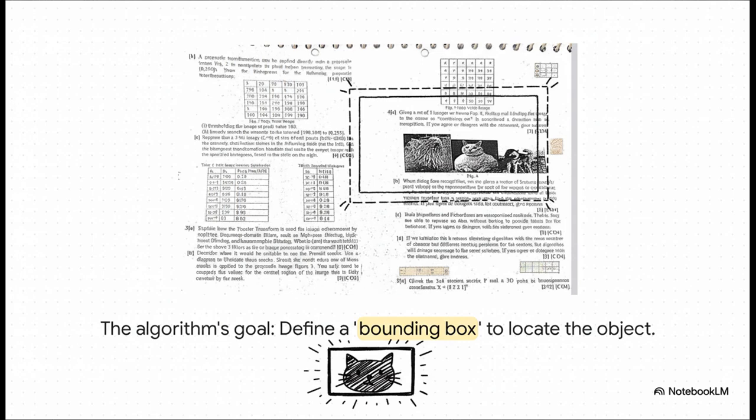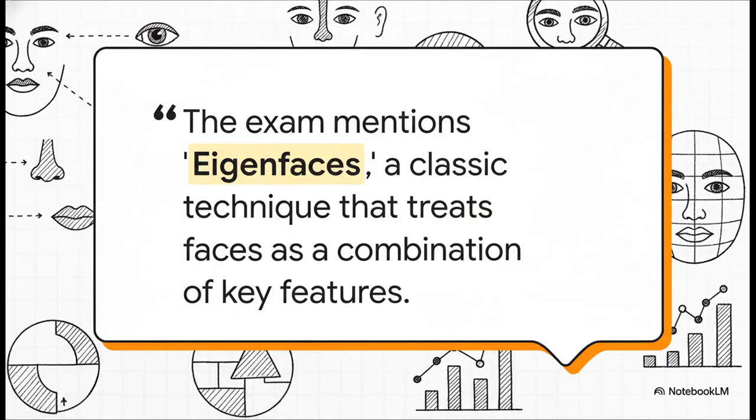Pretty cool, huh? And of course, this applies to way more than just cats. The exam also brings up a classic method for facial recognition called eigenfaces. And it works on the exact same principle, breaking a human face down into a combination of essential features, which can then be identified and recognized again later.